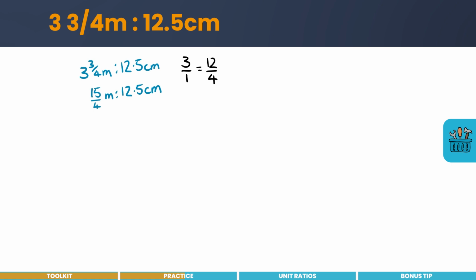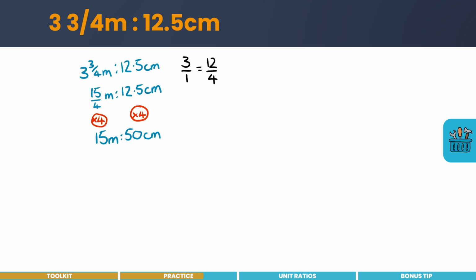Now we've got a denominator of 4, so let's get rid of that by multiplying both sides by 4. That leaves 15 on the left hand side, and on the right we've got 12.5 times 4, which is 50. So actually, by getting rid of the denominator on the left, we've also managed to get rid of the decimal on the right. A cheeky bonus.